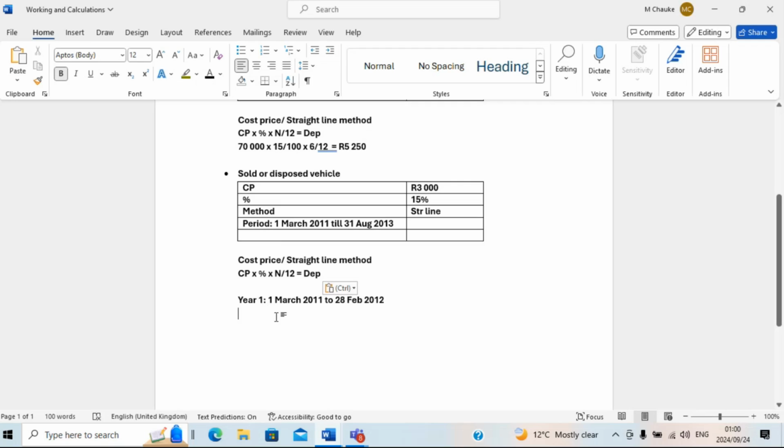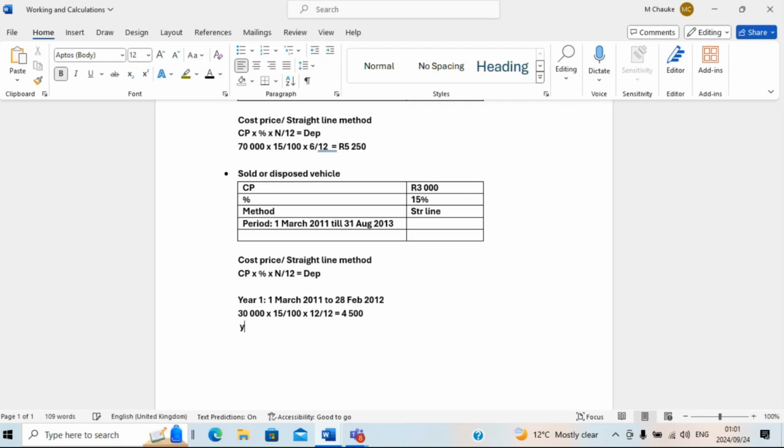So now, year one, we have to calculate depreciation, following the same method. It's going to be 30,000 multiplied by 15 divided by 100 multiplied by 12 divided by 12, because if you check here, it was there for the whole year in year one, right? So how much are we getting there? We're going to get 4,500.